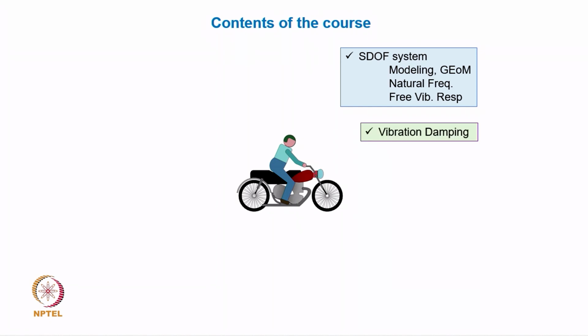We also then understood different types of damping that are possible in practical situations. So, here we studied the viscous damping model, the Coulomb or dry friction damping model, as well as the structural damping or material damping, also known as hysteretic damping.